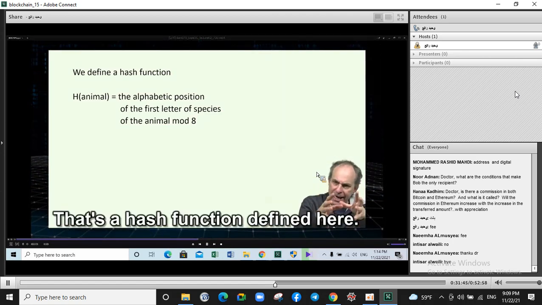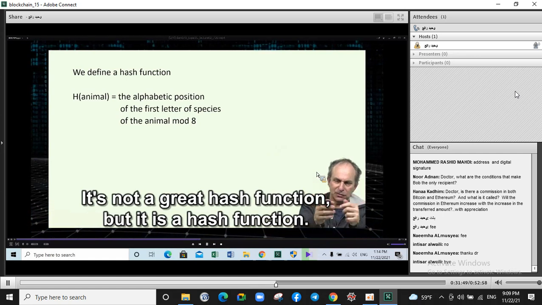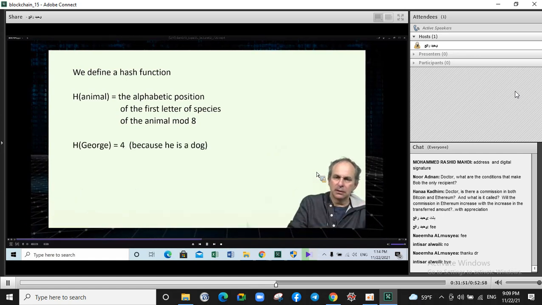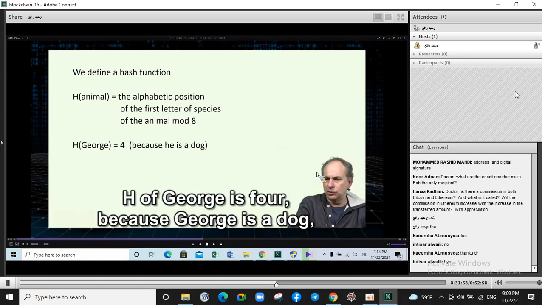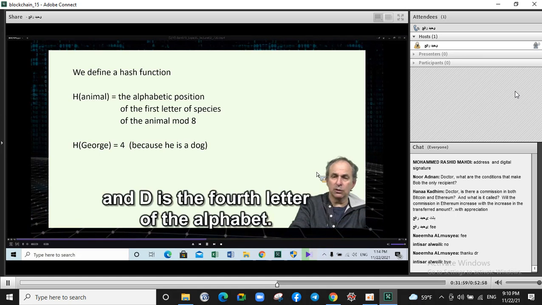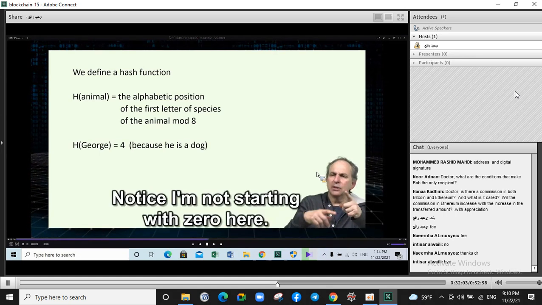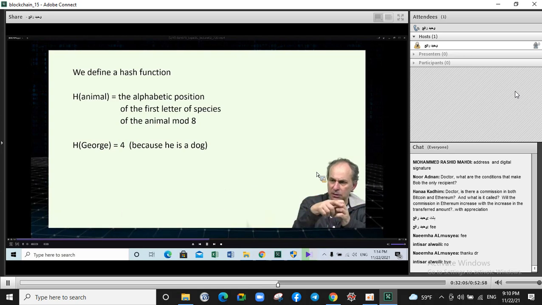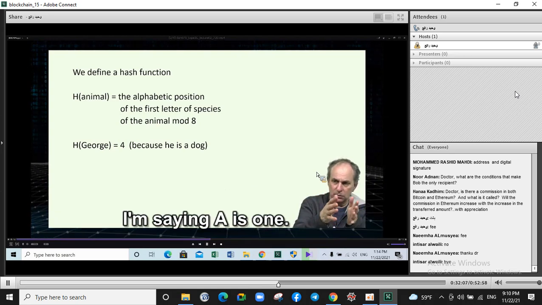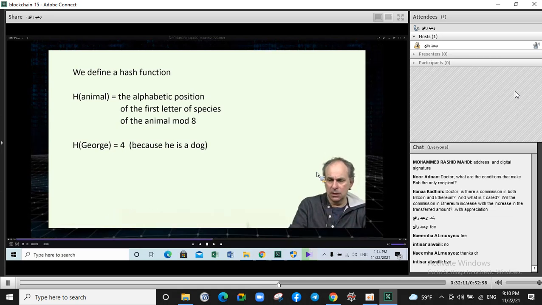So h of George is 4 because George is a dog, and dog starts with D, and D is the fourth letter of the alphabet. Notice I'm not starting with 0 here. I'm saying A is 1. So it's not actually all the way to the left. A is the second one in. That wouldn't necessarily be the way to do it, but it makes life easier.